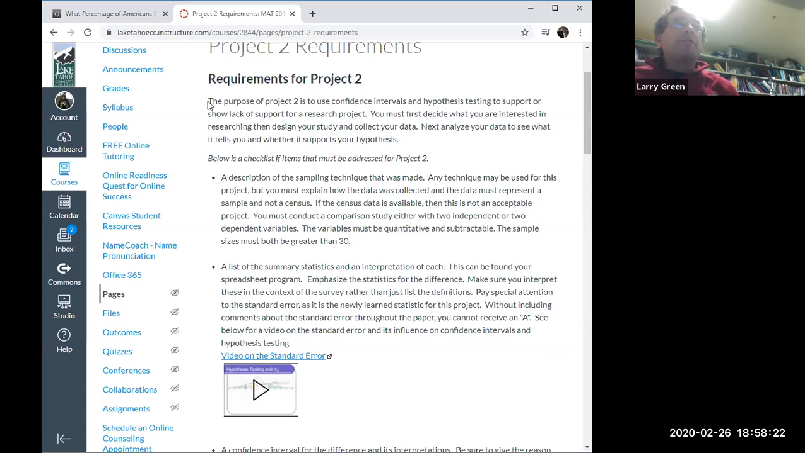Okay, so let me read through this and I'll talk about it. So one of the things to note is that project 2 is really all about chapter 10. So what we're doing this week. That's why today's the day to talk about the project. So that's important.